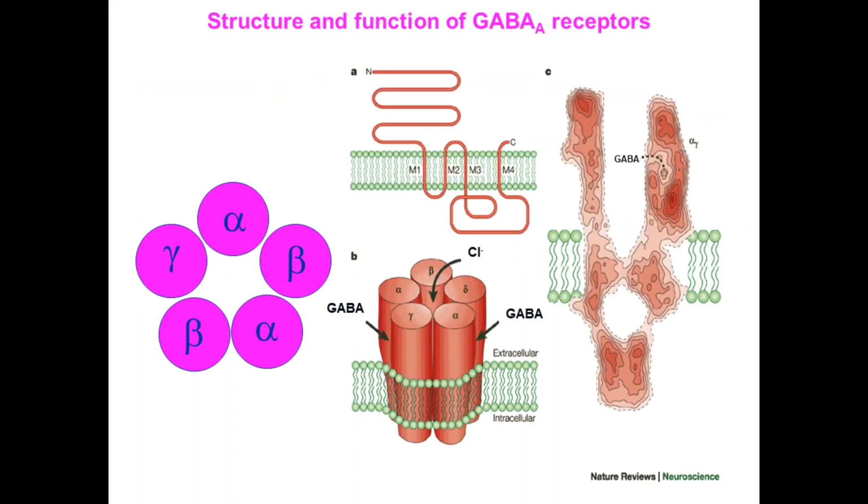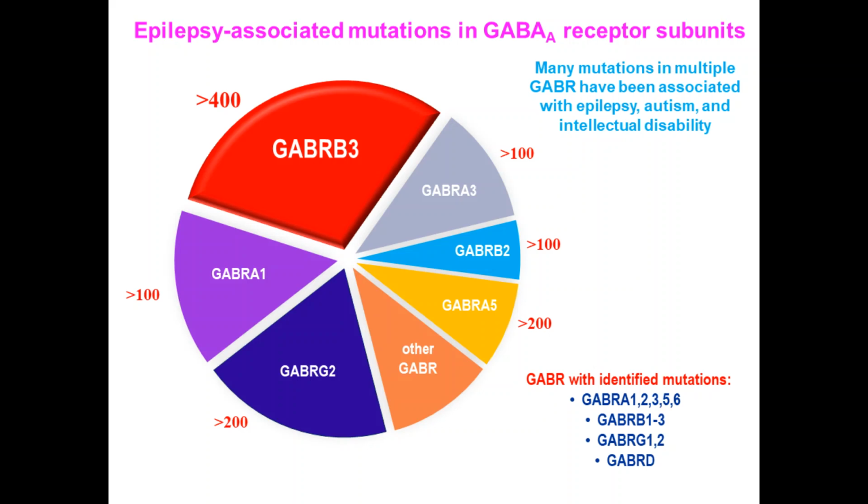GABAA receptor is a pentamer composed of 2 alpha, 2 beta, 1 gamma, or delta. Mutations in different subunits are often associated with different epilepsy syndromes. For example, mutation in GABRB3 associated with febrile seizures, generalized epilepsy with febrile plus or more severe kind of epilepsy called Dravet syndrome.